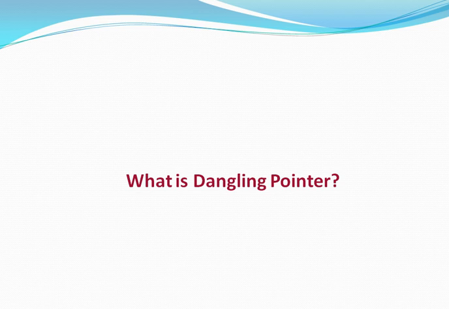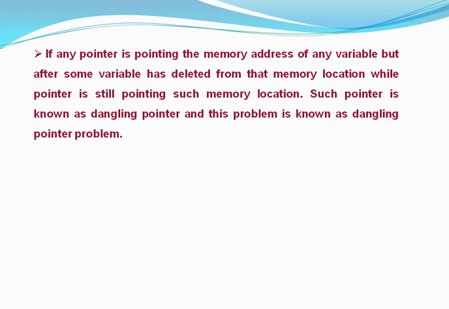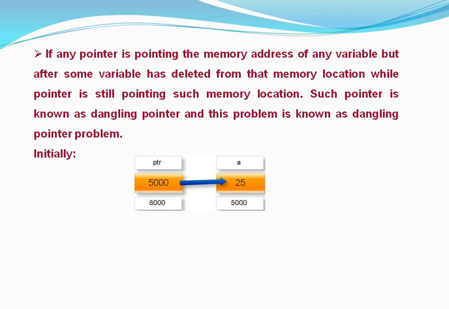Fine. Now the next question is: what is a dangling pointer? Do you know about it? Yes or no? Okay. If a pointer is pointing to the memory address of a variable, but after some time the variable has been deleted from that memory location, while the pointer is still pointing to that memory location, such a pointer is known as a dangling pointer, and this problem is known as the dangling pointer problem. So what is the example? Initially, suppose you have a ptr variable with value 500, and what is the address of ptr?